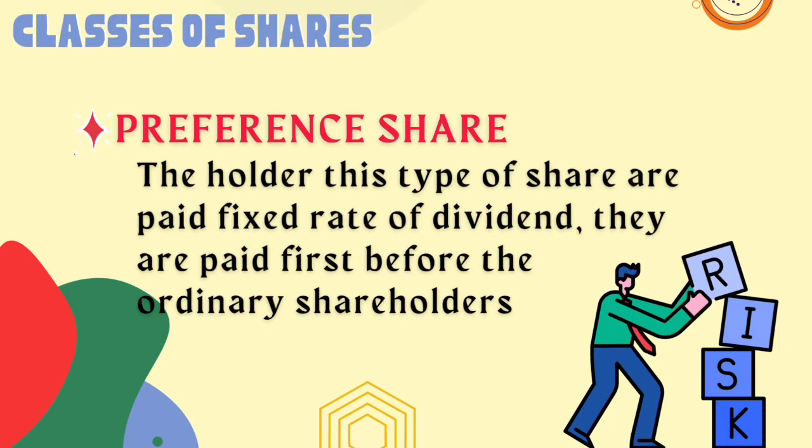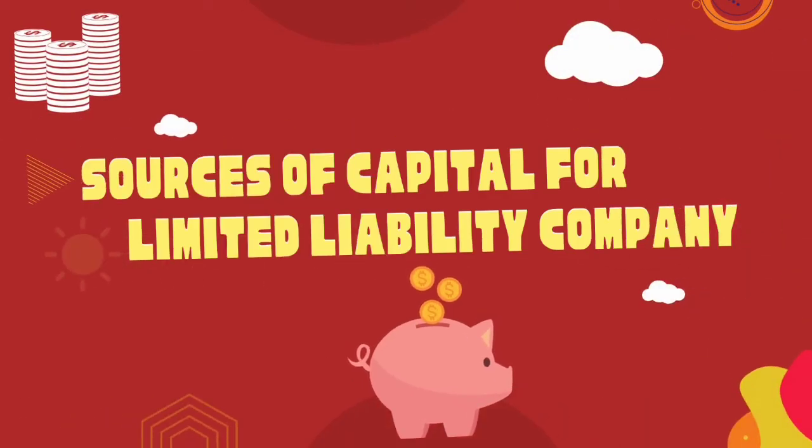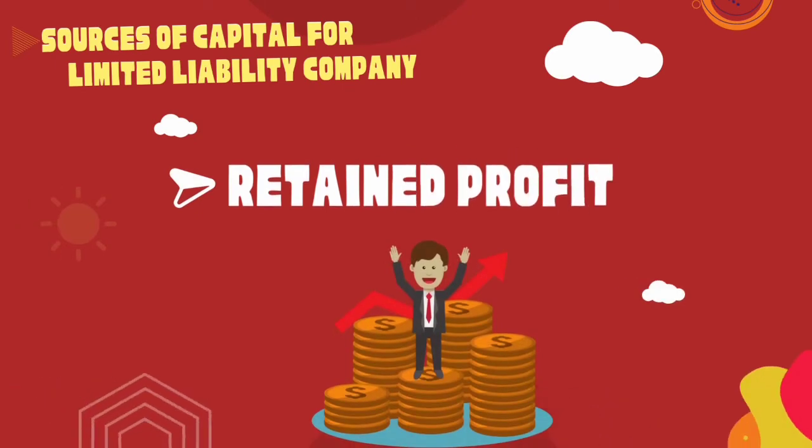Okay, so let's move further. What are the sources of capital for a limited liability company? Or how can they source for capital? Number one is retained profits. At the end of a business period, it can be monthly, quarterly or yearly, all the profit they make, they can decide to put it back into the business without spending it.